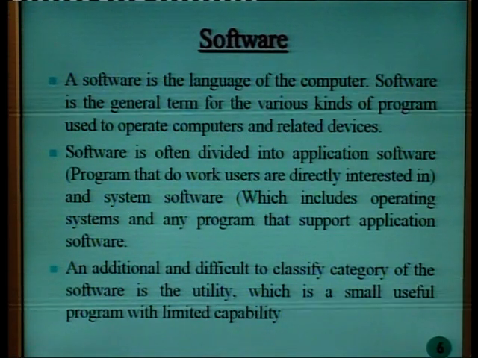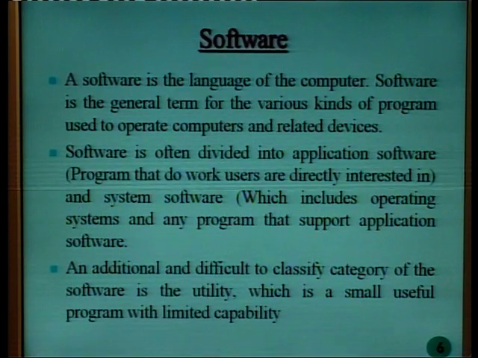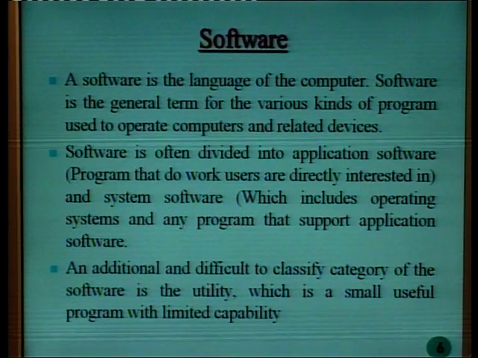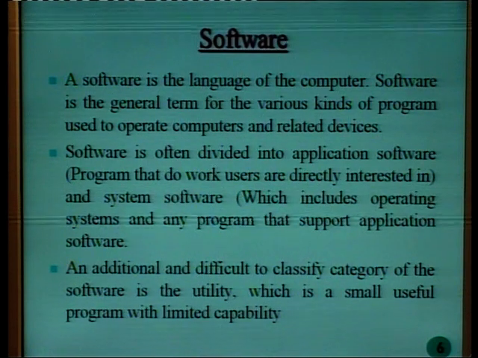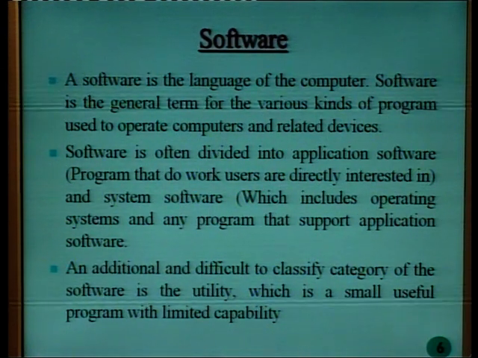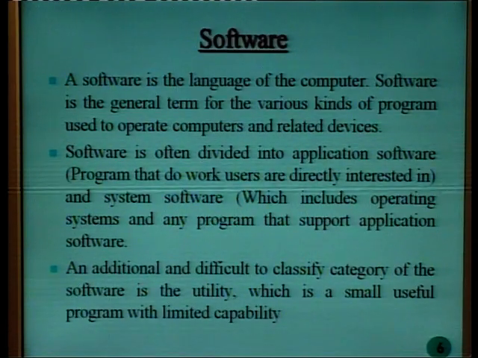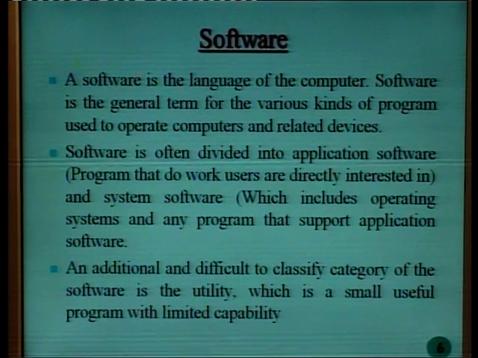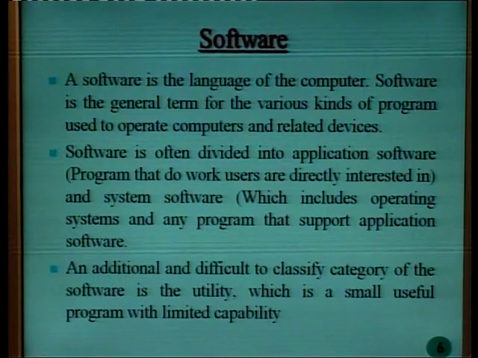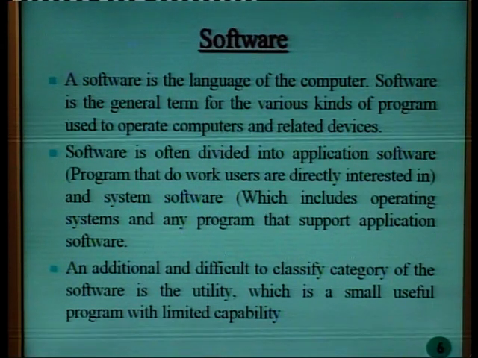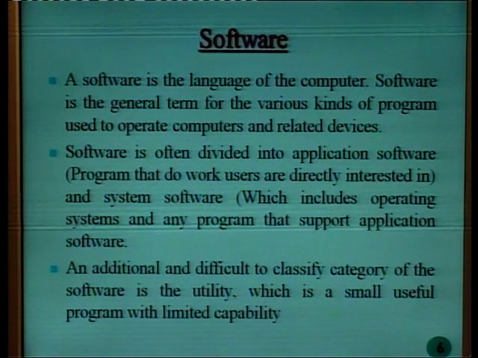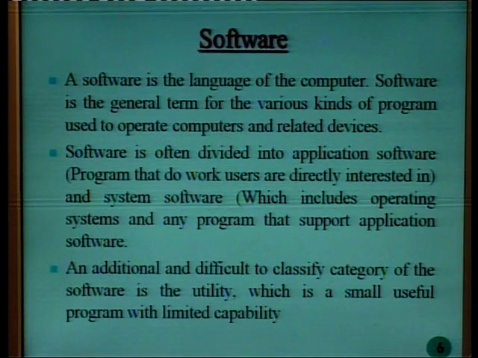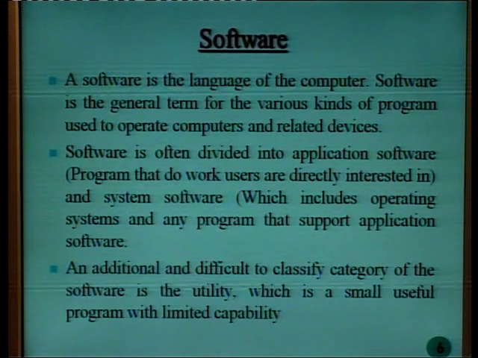So first we start with what is software. As we know, software is a language of the computer that the computer understands. Software is a general term for the various kinds of programs used to operate a computer and related devices. Devices of the computer system are only operated with the help of software, and software is generally divided into application software, those programs that do work users are directly interested in, and system software.